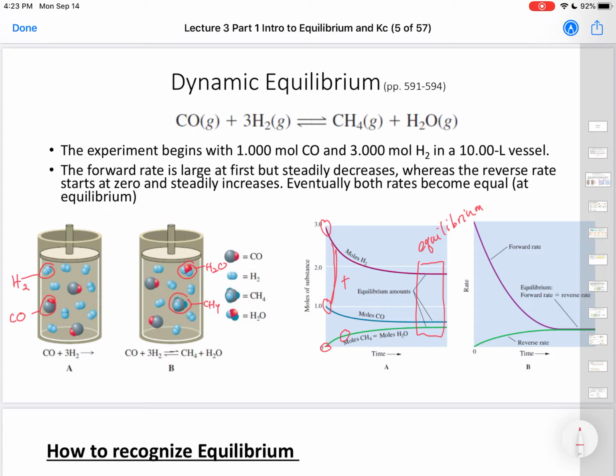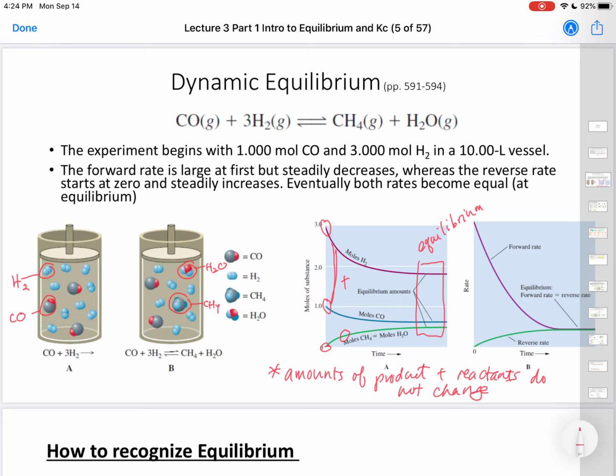wherein the forward reaction and the back reaction have come to an equilibrium, and so the amounts of the products and the amounts of the reactants do not change. Okay, it's very, very important to remember this. If you want to identify an equilibrium, the amounts of the product and reactants do not change. Okay, that's how you know that the situation is equilibrium.